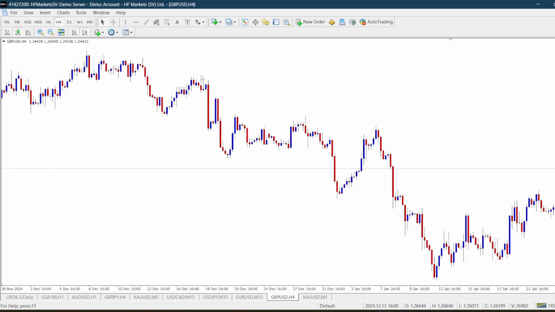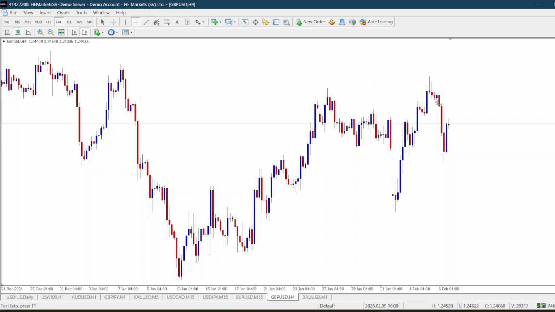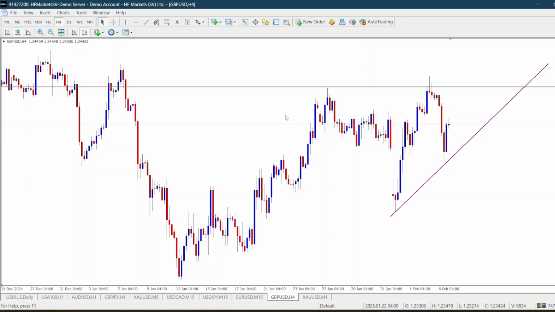Now, I think we have something like that here. We have something like that here, and you can see the upward sloping bottom and the flat top. This usually signals that the market is building up to an upward move. Buyers are pushing the price higher, and the resistance at the top is being tested repeatedly.